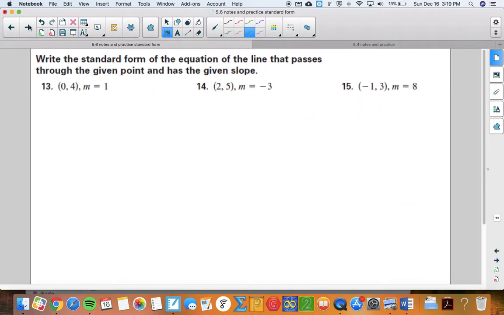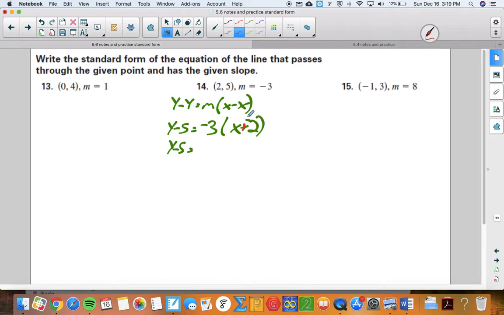Write the standard form of the equation of the line that passes through the given point and has the given slope. So we're using point slope form here to start with. So we would get y minus 5 equals negative 3 times x minus 2. Distribute first. Careful here. I like to add the opposite. I'll do it in a red. I like to add the opposite.